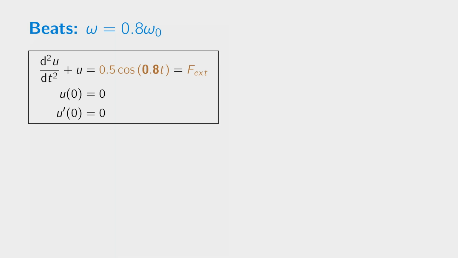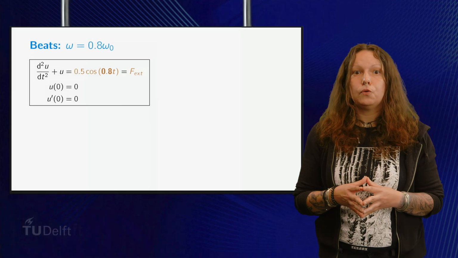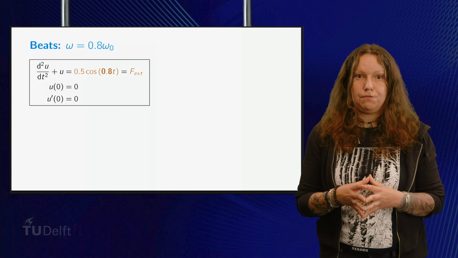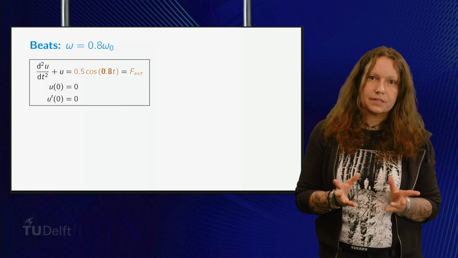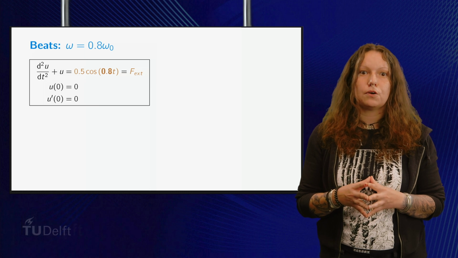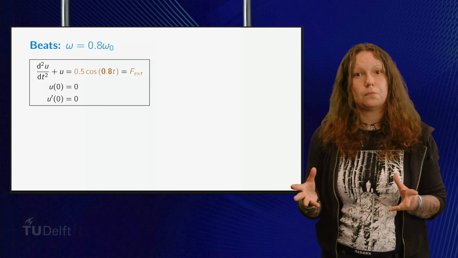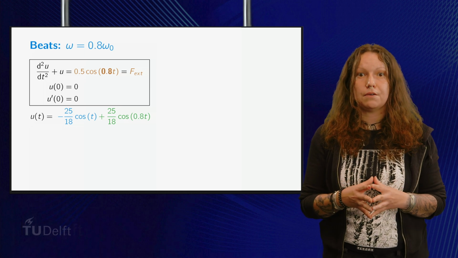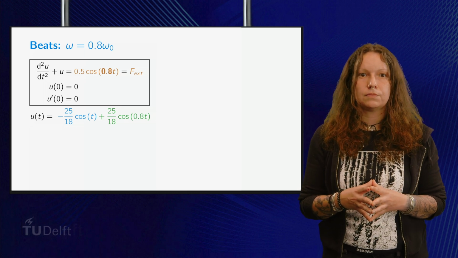For this example, we keep the forcing amplitude equal to 1/2 and the initial conditions u of 0 and u prime of 0 equal to 0. You can pause here and attempt to solve the initial value problem yourself. In this case, the solution for u of t is a linear combination of cosine of t and cosine of 0.8t. Here again, we're interested in the behavior of the system's response.